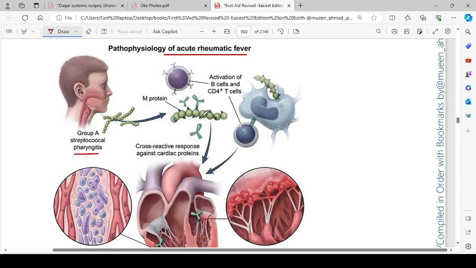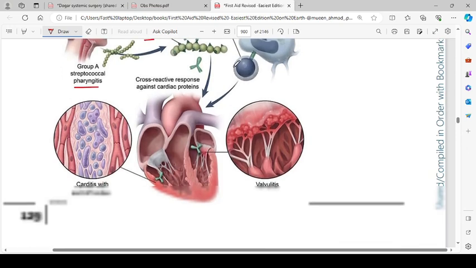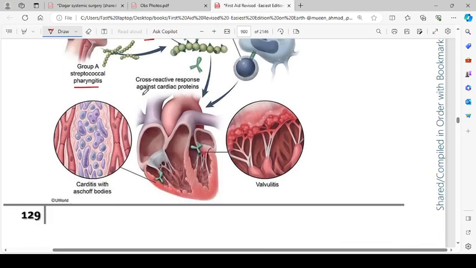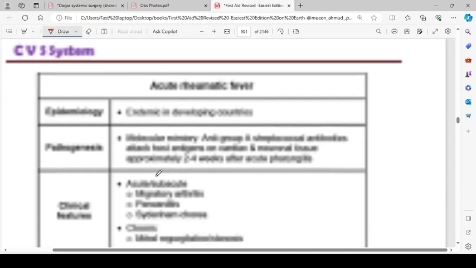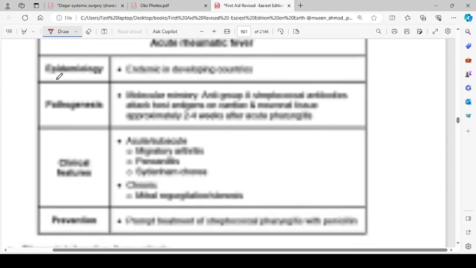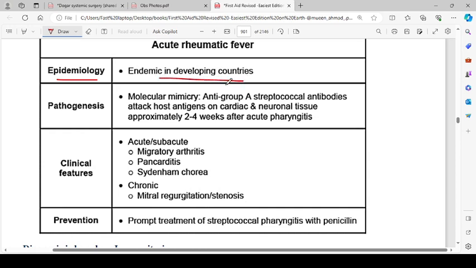It has surface proteins which mimic the M protein. They will activate the B cells and CD4 positive cells, and these antibodies will then target the myosin protein of the heart as well. Cross-reactive response against the cardiac proteins. Carditis with the Aschoff bodies and valvulitis will be seen.